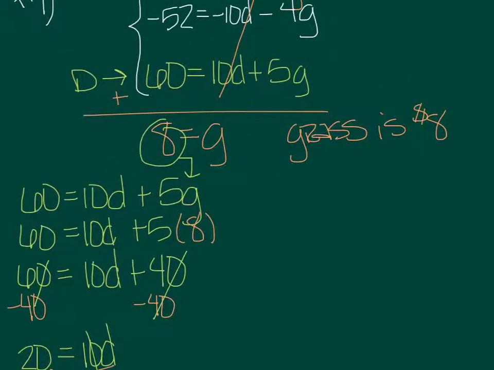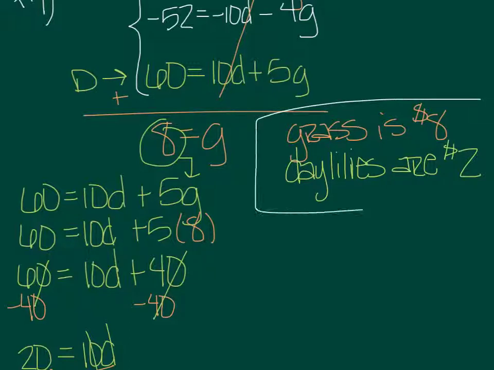So let's go ahead and add that here. There's the solution. Grass is $8 for a bunch. Daylilies are $2 each. And we have solved a real-world system using a strategy that we've practiced previously.